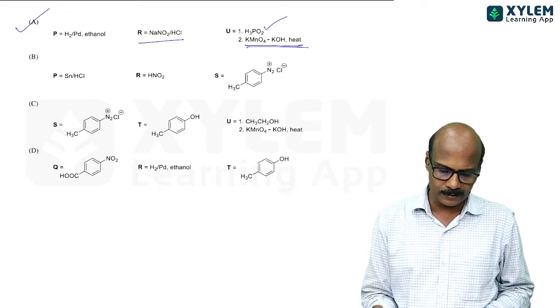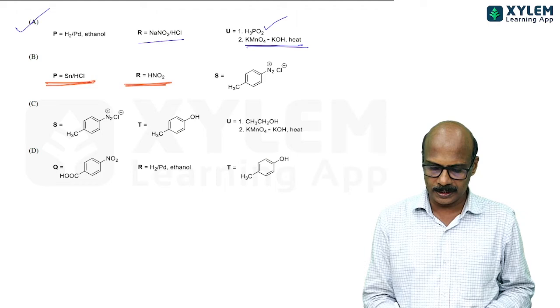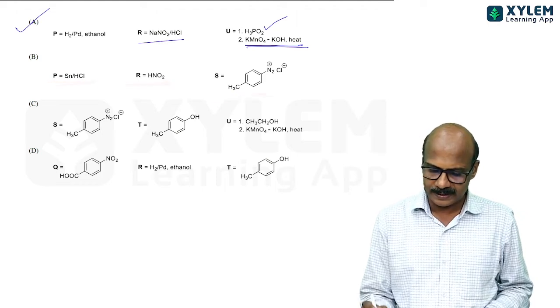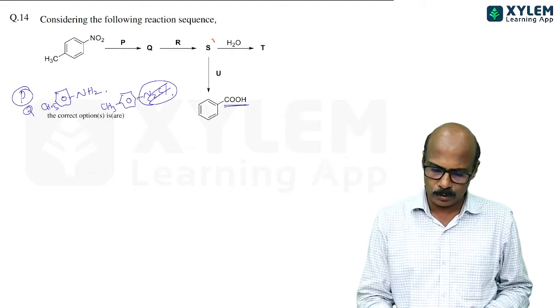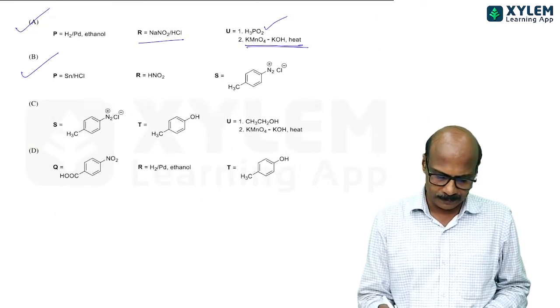What about the second sequence? The second sequence says reduction and diazotization. So that part is common. Then they say S can be this. What about S? No doubt, S obtained should be that. So that part is also correct.